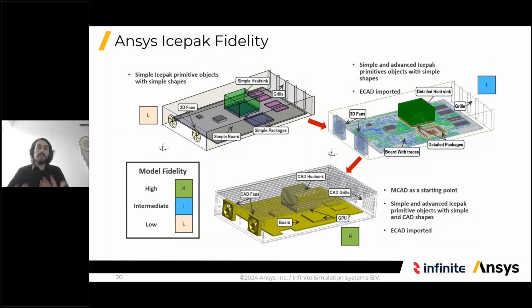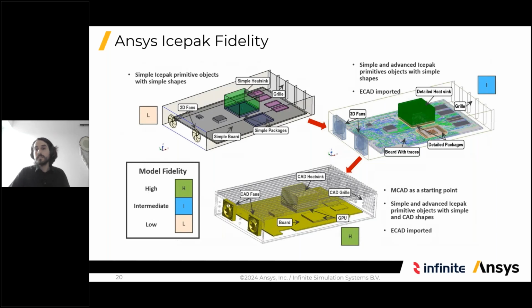In the top left picture, the model is very simple and it can run very, very fast, of course. Once we have finalized the basic thermal design, we can maybe import some ECAD files and start having more detailed 3D shapes. So in the middle picture here on the right, we have the PCB board with detailed traces, 3D fans, and a very detailed heatsink. And then we can run an analysis that will give more insight and accuracy of the real world. And lastly, we can even import mechanical CAD designs for a far more detailed analysis and a very high level of fidelity. This, of course, will take more time to simulate, but it will give us also the most accurate results.